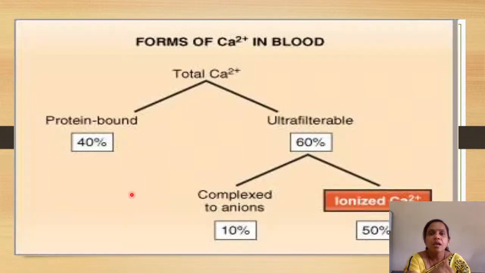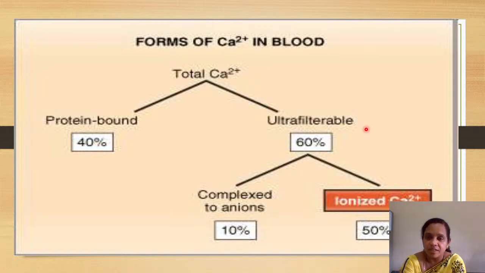And calcium is a mineral, and calcium is an ion, so it will exist in different forms in the body. Total body calcium exists in two forms. One is protein bound. 40% of the calcium is bound to albumin. We have seen in the previous classes, when talking about the plasma proteins and the functions of albumin, that albumin acts as a carrier protein. So another important function of albumin is to carry calcium. So 40% of the calcium is bound to protein.